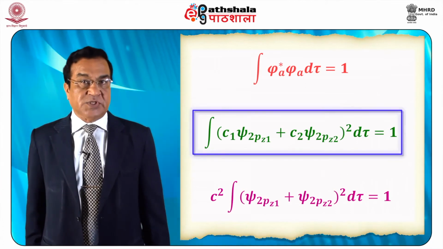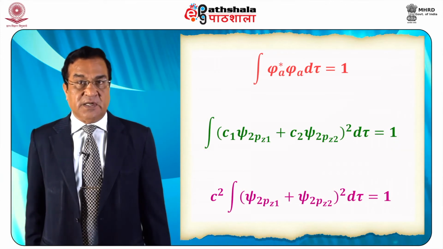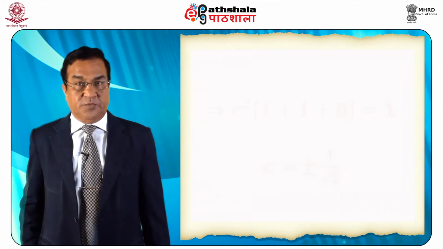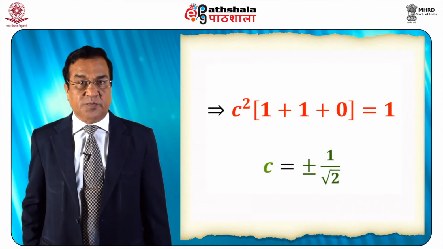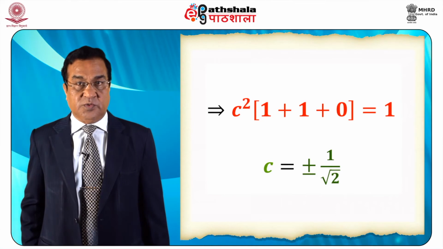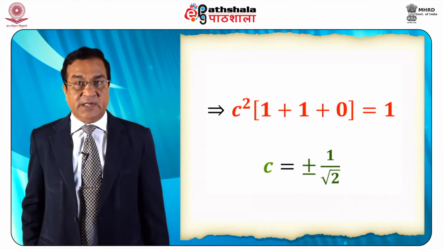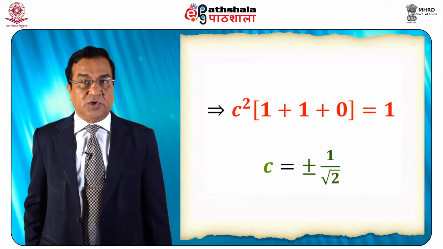If we solve this integral, as you can see here, ultimately we get the value of C comes out to be plus minus 1 upon under root 2. This is the value of C which we are getting after applying the normalization condition. Now the results of our calculations for ethylene molecule have been summarized in this table.